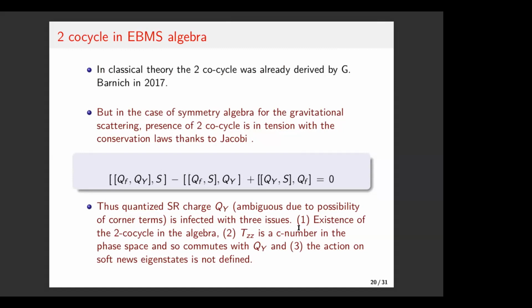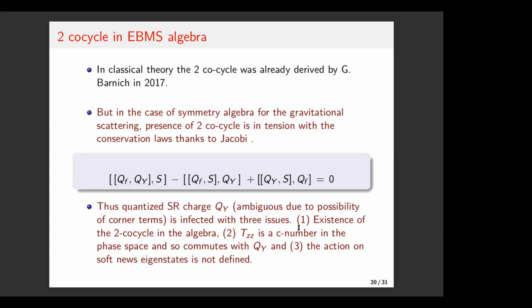But what happens when we think of BMS algebra as a symmetry of gravitational scattering? This becomes a much more serious issue, because it looks like we have two symmetry generators which are symmetries of the S-matrix, but their commutator is not a symmetry of the S-matrix, which looks very, very puzzling. So it looks like from the Jacobi identity, this should not be happening.